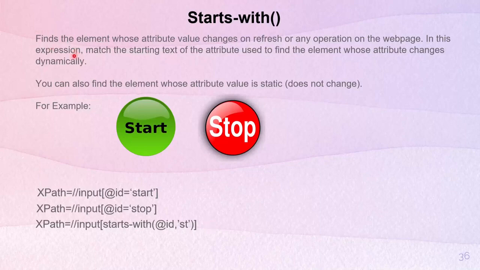Like here you can see, starts with finds the element whose attribute value changes on refresh or any operation on the web page, like clicking the element on the web page. Now in this expression, matching the starting text of the attribute is used to find the element whose attribute changes dynamically. Here, this is the attribute value, right? That start and the stop. This attribute value is changing dynamically, right? So we are going to match the starting text of the attribute values. This is the starting text, which is similar, right? So always keep in mind that the starting value of the attribute should be similar. Then only the starts with function will work. We can also find an element whose attribute value is static, which does not change, but this works properly with dynamic elements. Okay.